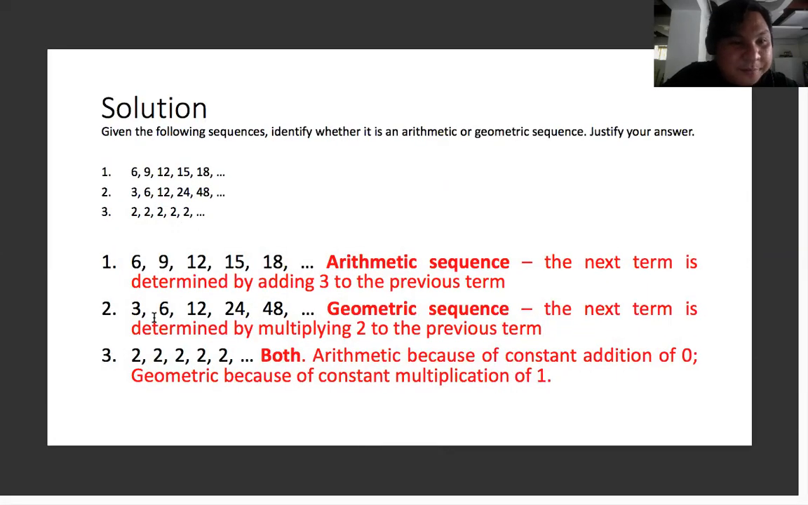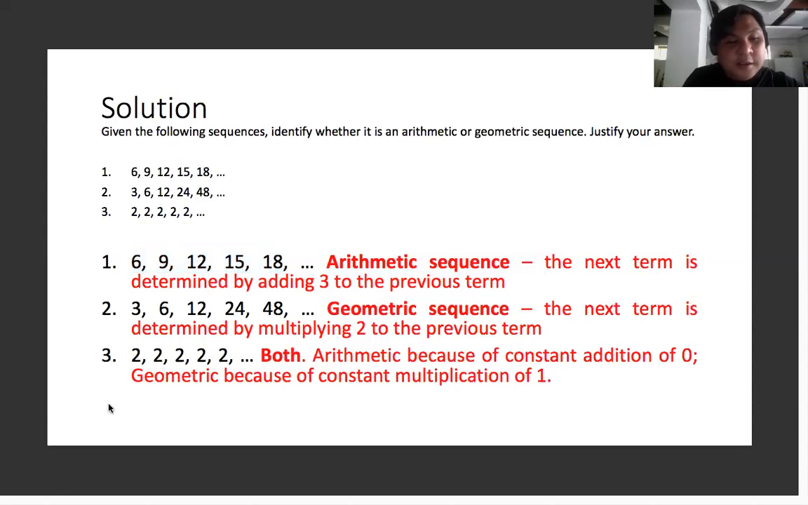Aha! All right. So number 1 is an arithmetic sequence. Okay, so how do we know it's an arithmetic sequence? The next term is determined by adding 3 to the previous term. So we're adding a constant, and that constant is 3. So let's see. 6 plus 3, it does give us 9. Plus 3, it does give us 12. Plus 3, it gives us 15. Plus 3, it gives us 18. So therefore, this sequence, 6, 9, 12, 15, and 18 is definitely an arithmetic sequence.